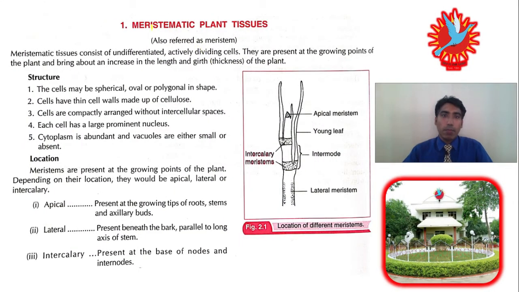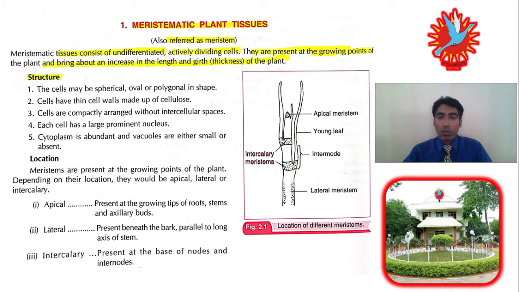Next, meristematic plant tissue. Meristematic plant tissue is also referred to as meristem. As you already know, the meristematic tissues consist of undifferentiated as well as actively dividing cells. So all the cells are continuously dividing in the meristematic tissue. Because they are continuously dividing, they remain present at the growing point of the plant body and bring about an increase in the length and breadth, meaning they provide the length as well as thickness to the plant body.